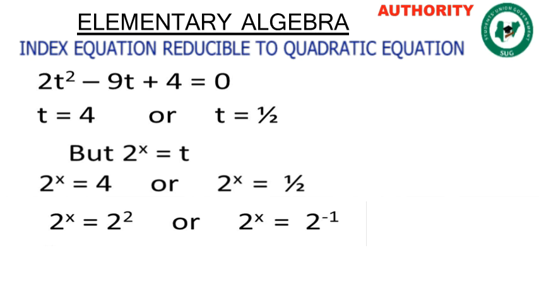Good. Now, here they have the same base. Let's do away with the base. In doing so, we will have x is equal to 2 or x is equal to minus 1. We have finally solved it, and our value is x is equal to 2 or x is equal to minus 1.